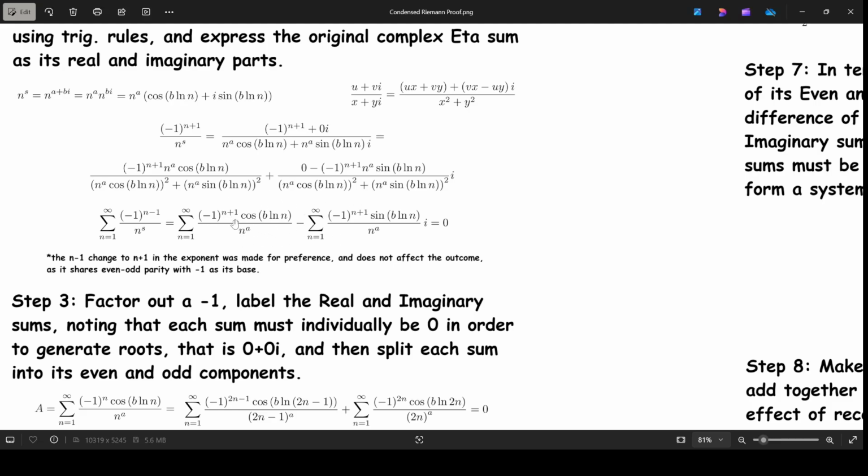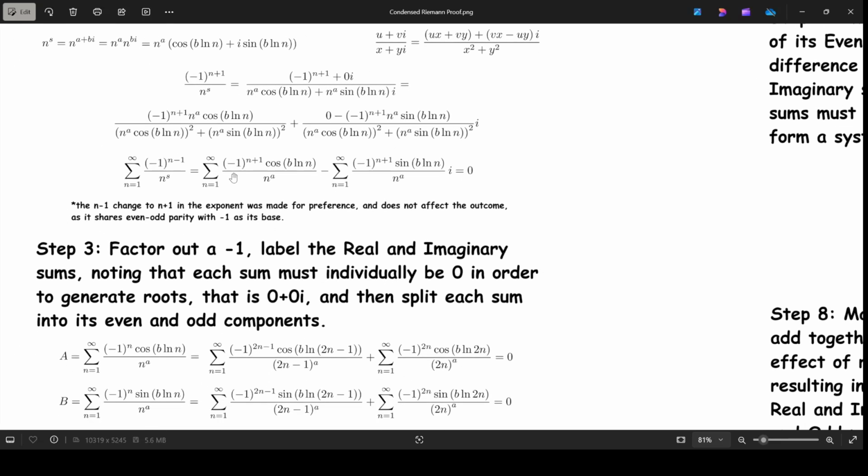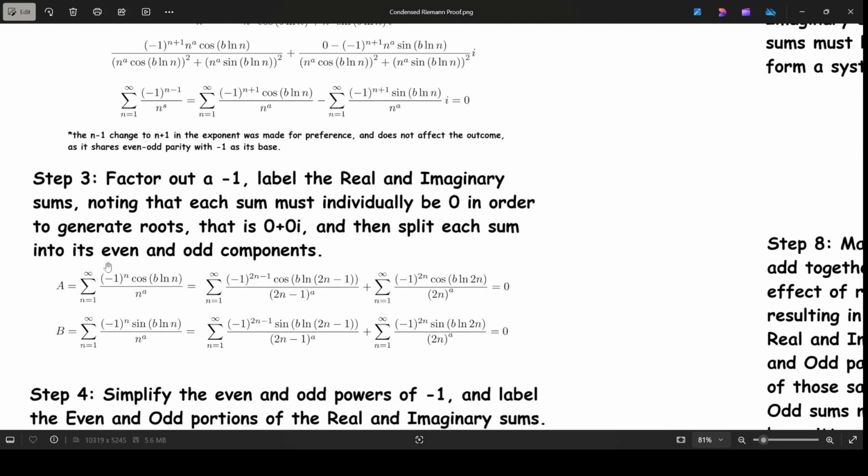So I just did that out of convention. I preferred to see it this way. In any case, so you've got your eta sum, and you can show that you're just expanding it into its real and imaginary parts. And then where do we go from there? So I factor out a -1 to get rid of that extra 1. And you can see that here where we've gotten rid of the extra 1 in the exponent.